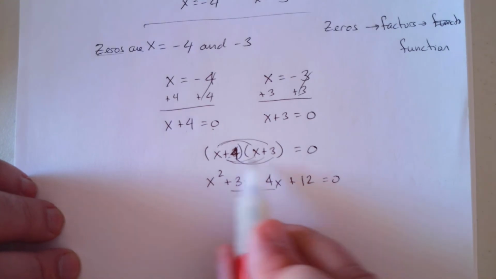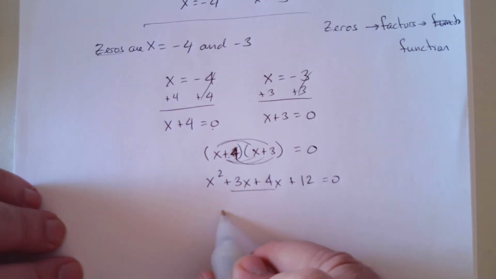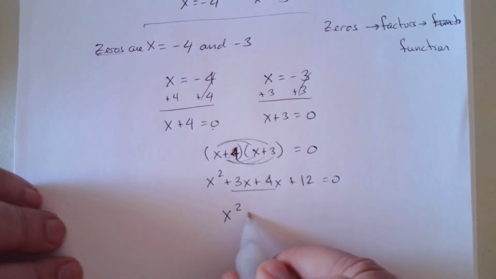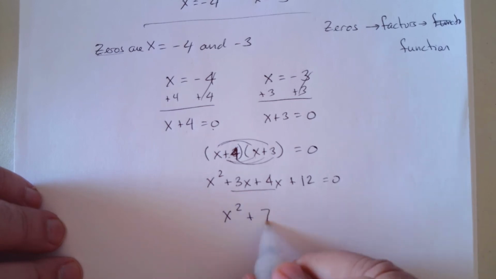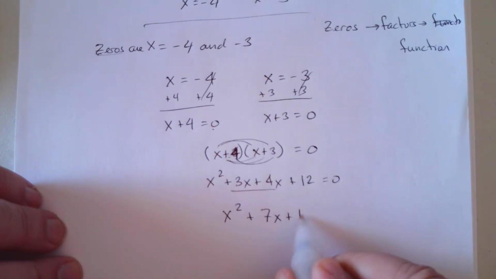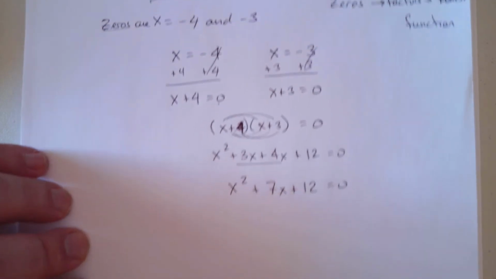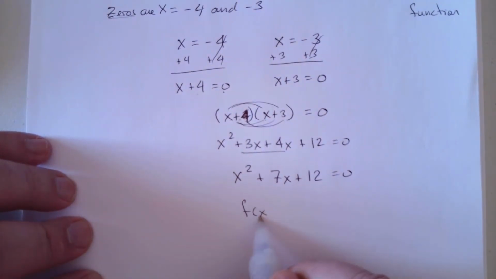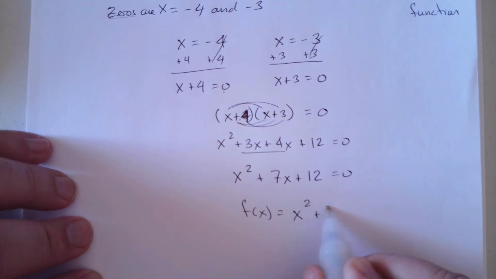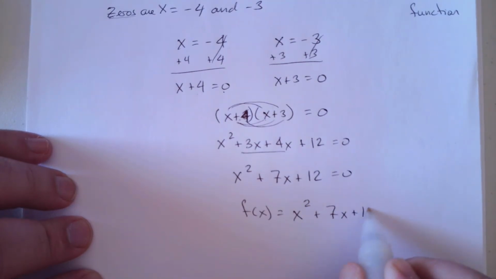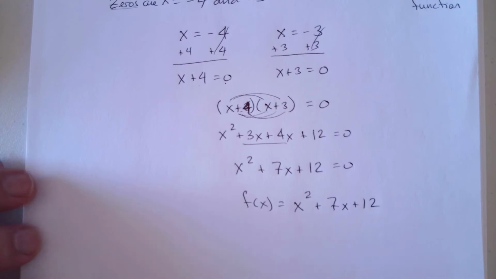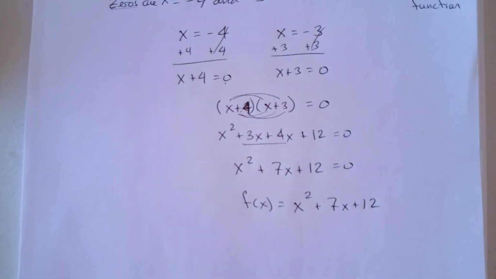Combine like terms. Whenever you get rid of parentheses, always combine like terms. X squared, 3 plus 4 is 7x, plus 12 equals 0. And so there is our function that gave us those two solutions. So it's just working backwards.